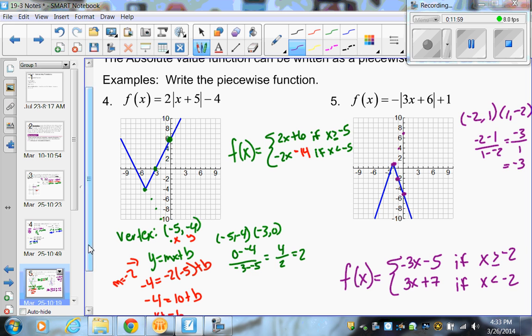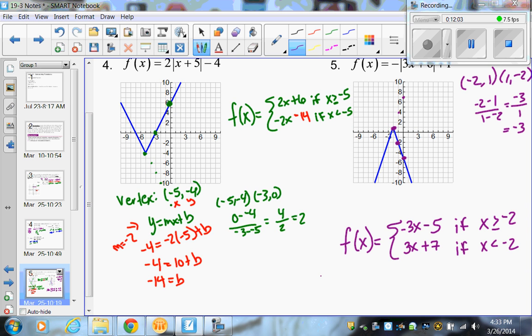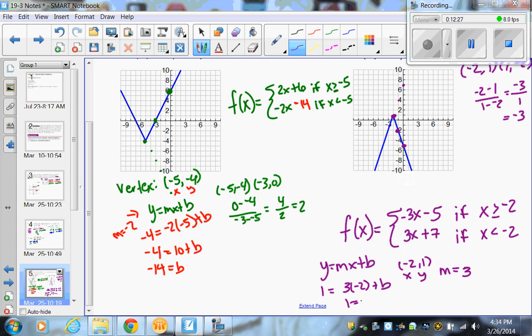Or you can use that formula, just to show you it works, of y equals mx plus b. The x and the y come from the vertex, which is at (-2, 1), and my slope on this one was positive 3. So 1 equals 3 times -2 plus b. So you have 1 equals -6 plus b. Add the 6 back over, and you do indeed get that b is 7. So that number would be 7.